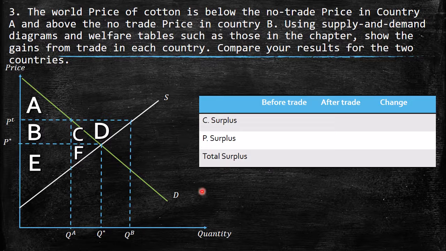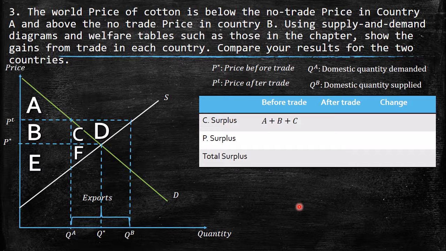So they have more incentive to produce. So it's going to be QB. If QB is just consumed of all domestic production, it's going to be just QA. So this difference is going to be the export. Okay, so here we have the table.